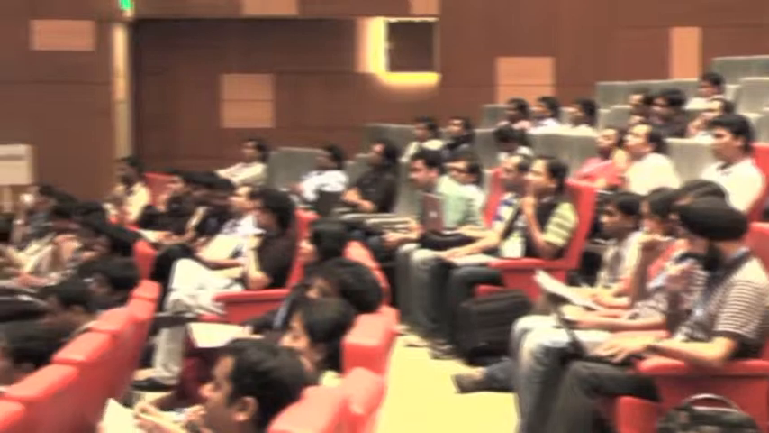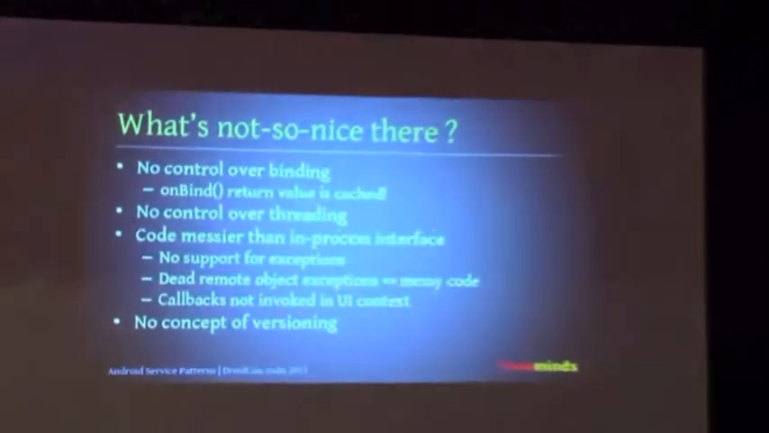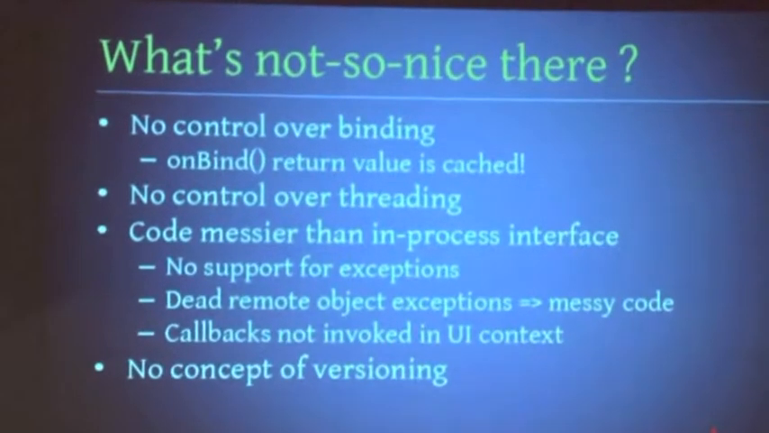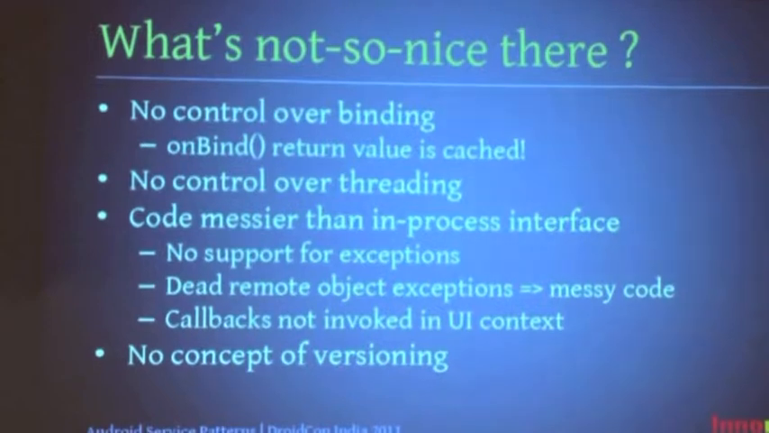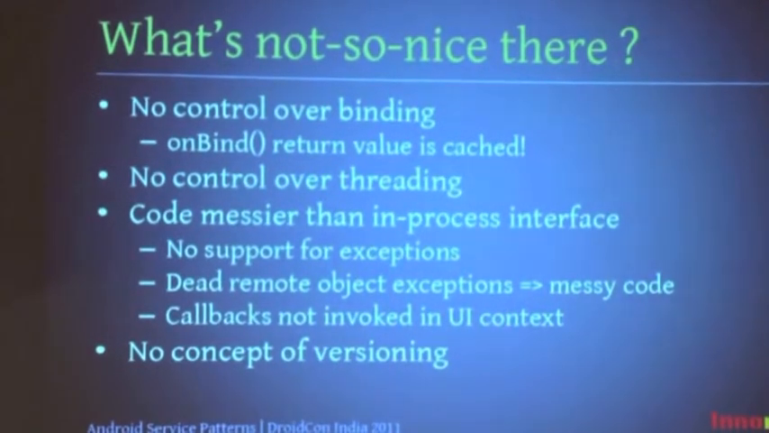So that's a slightly deeper topic, so I'll quickly go here. So what's so nice there? We saw some nice things. You can call an application very easily. It looks like a programmer's interface, except that you have to catch a dead object exception. So you don't have control over binding. I didn't talk about it, and the documentation doesn't talk about it. But onBind, the return value is cached.